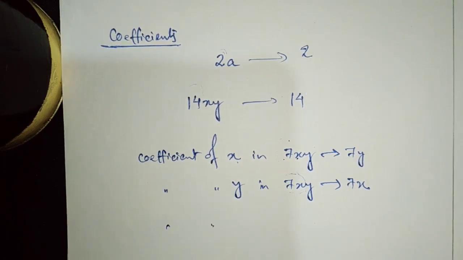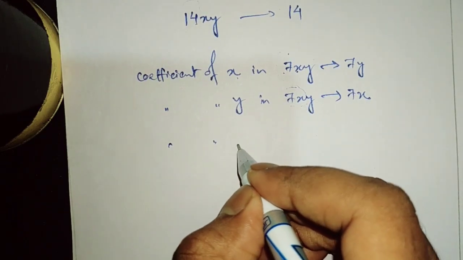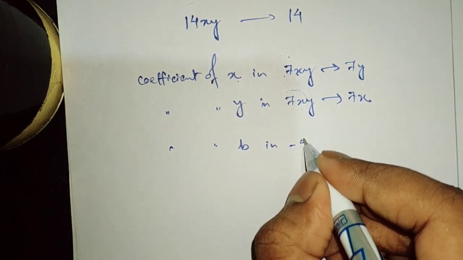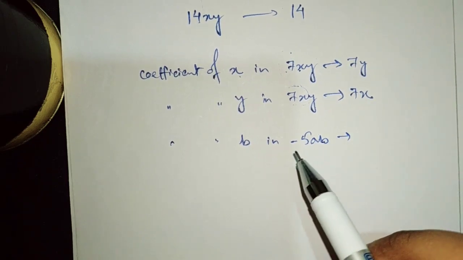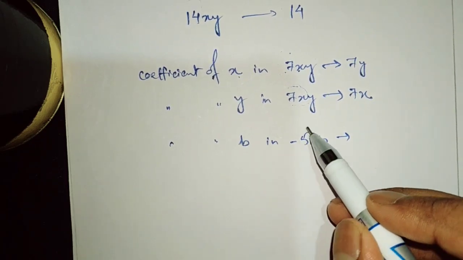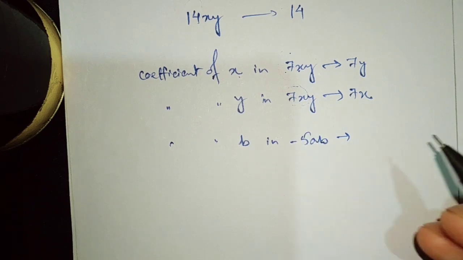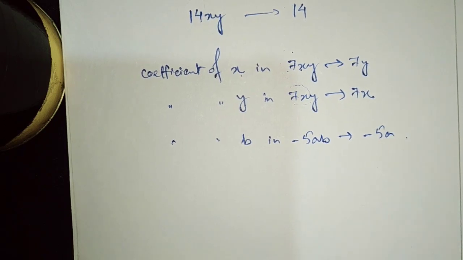Similarly, coefficient of b in minus 5ab. What will be the answer? Coefficient of b, this minus 5a, because minus 5a is multiplied with b. So our answer will be minus 5a. Okay.